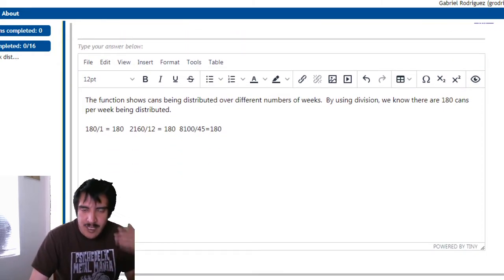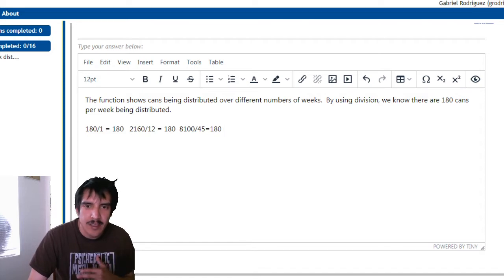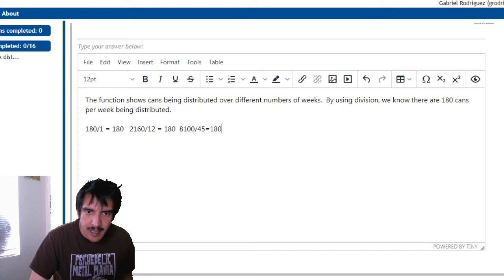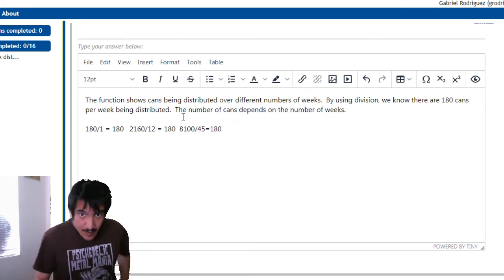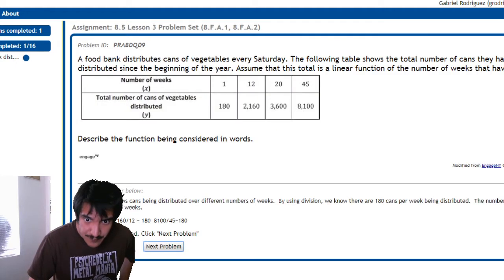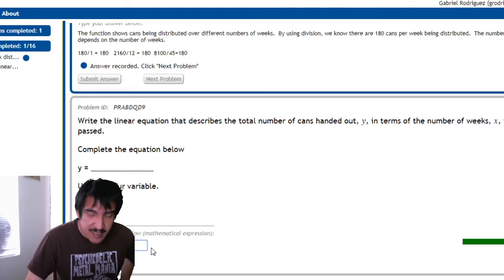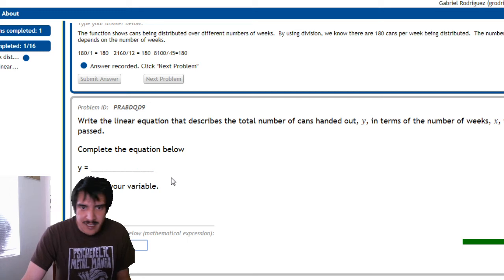To describe the function correctly, you just say that there are 180 cans per week being distributed. I should add, the number of cans depends on the number of weeks. Right? Submit answer. Done. There's 16 problems. Let's see if we can knock out all 16 kind of quick.